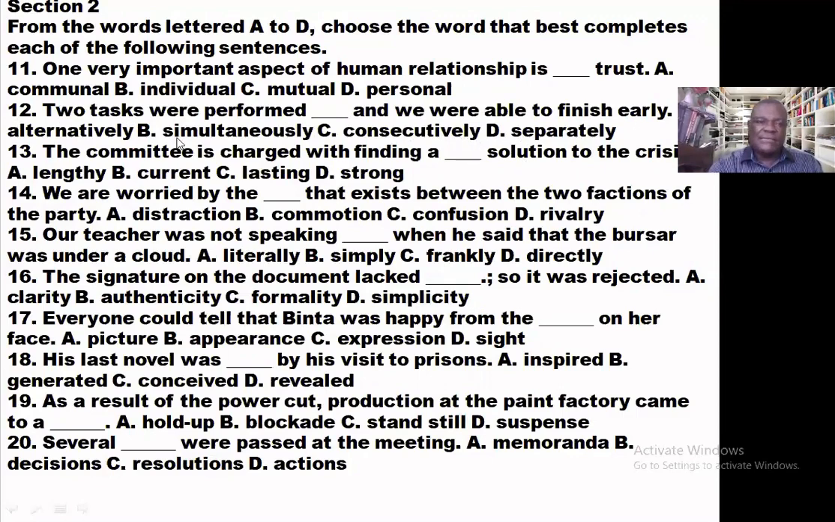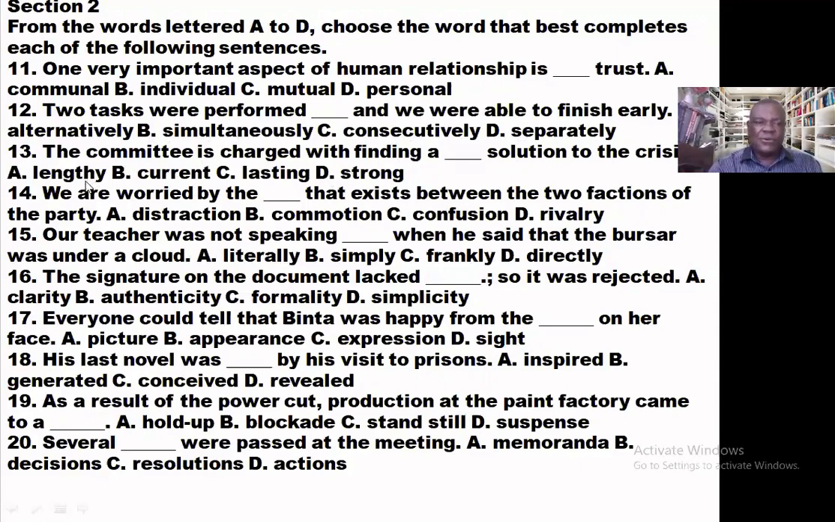A, alternatively, no. B, simultaneously. That's quite correct. When two things are happening at the same time, then we say they are happening simultaneously. So that's the accurate answer, please. Number 13, the committee is charged with finding a dash solution to the crisis.